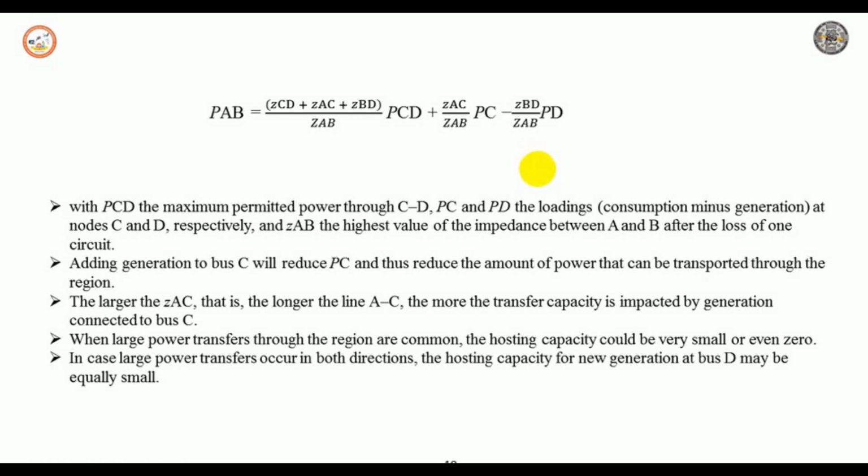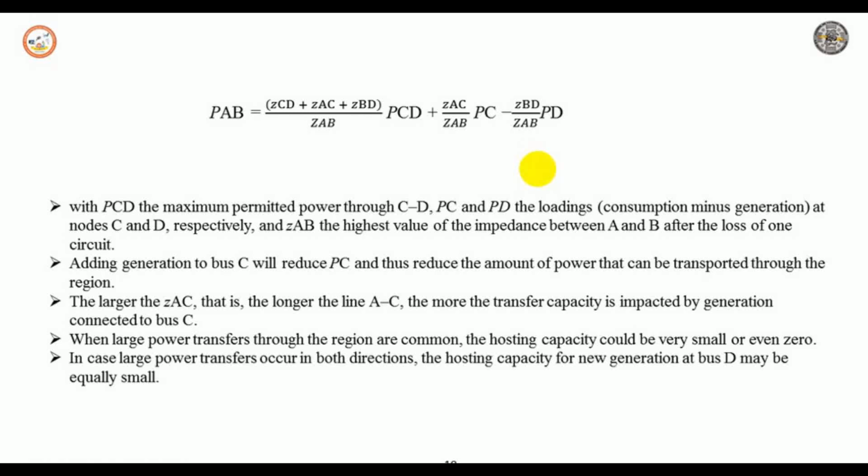Also in this case, the inter-trip scheme might be able to result in higher hosting capacity. One possibility is to trip the connection AC when one of the circuits between A and B is tripped. The network becomes radial here and loop power flows are no longer possible. Alternatively, the generation, or part of the generation, at bus C might be tripped. So the inter-trip scheme uses a simple logic. Reduction in the generation is enough.